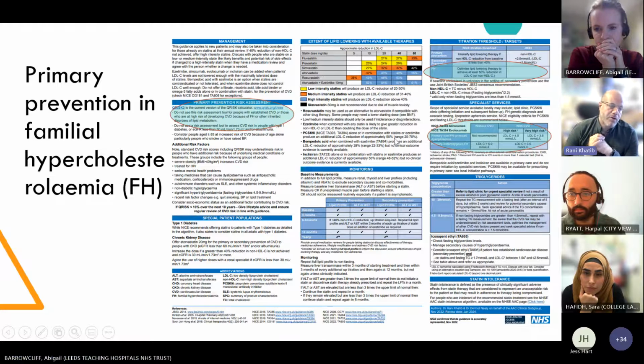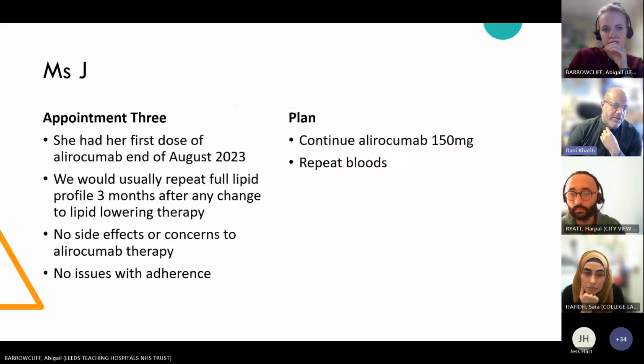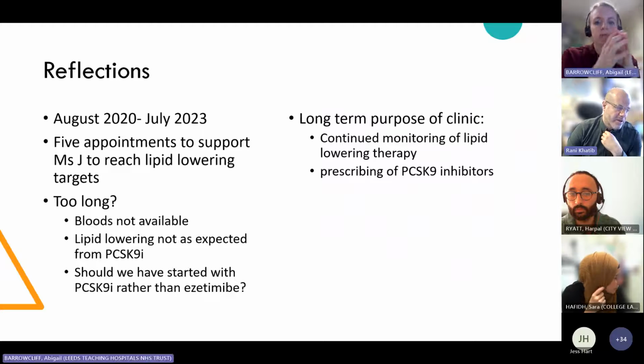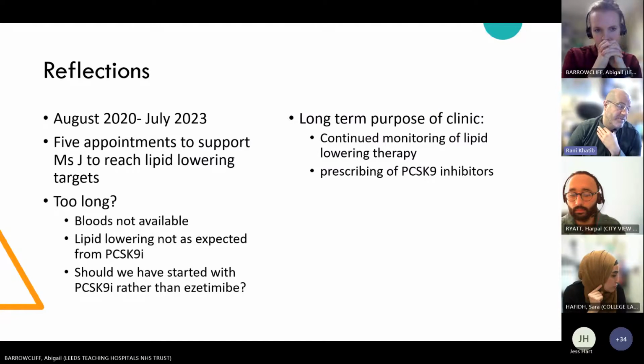Okay. So the other options, I guess, we had for this one is inclisiran is not an option because it's not indicated in primary prevention at the moment, according to NICE. And the other option would have been bempedoic acid with ezetimibe, but it's not likely to give a reduction as high as you'd get from PCSK9s. But even PCSK9s did not get that on their own. So combination therapy is probably the way forward.